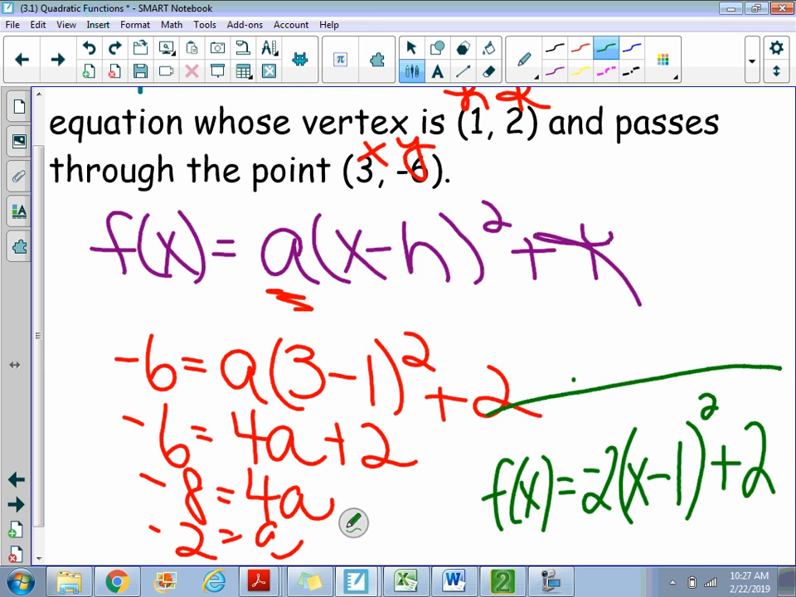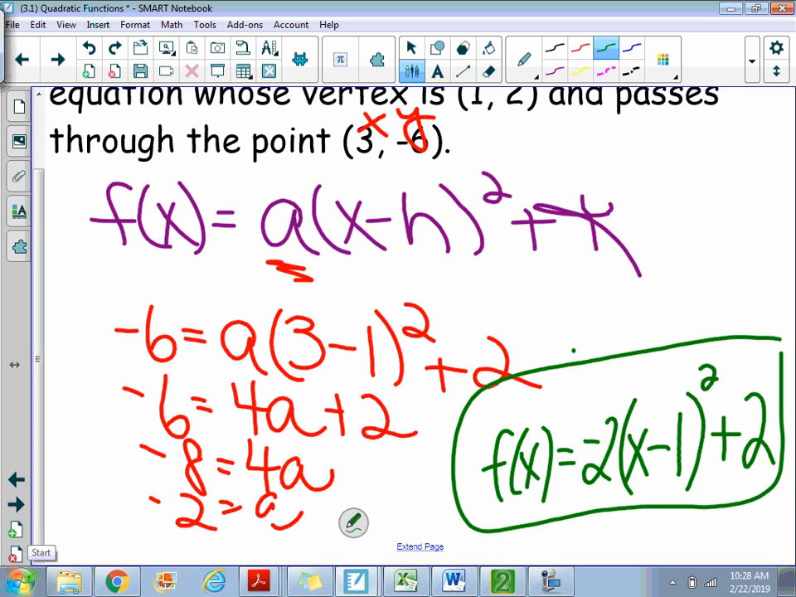So this is very similar to when, if I gave you a slope and a point and I asked you to write the equation of a line, and usually we were looking for the y-intercept. Same concept. We're plugging in our vertex and our point, and we're looking for the a value this time. Okay, questions?